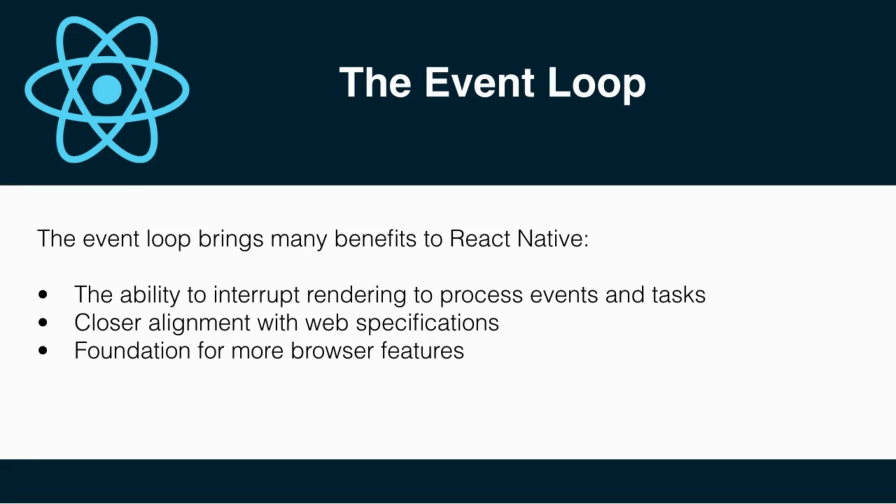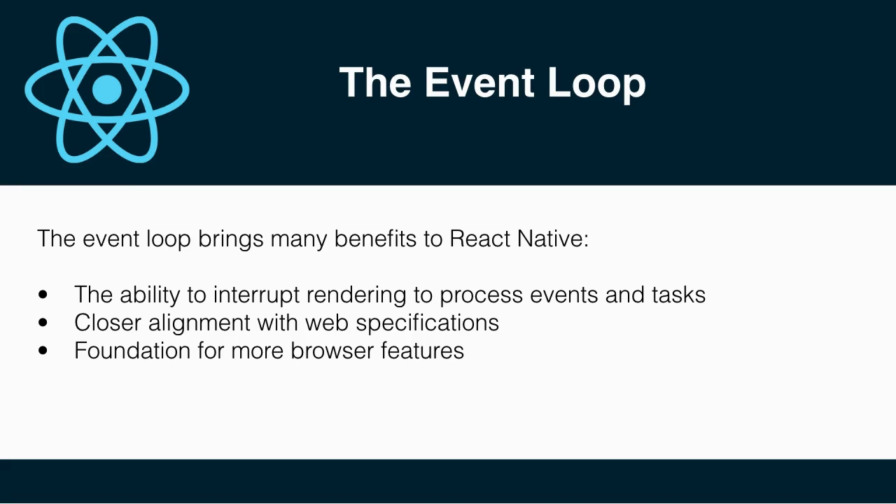The event loop also aligns the behavior of events and tasks like timers with web specifications, which means React Native works more like what users are familiar with on the web, and allows for better code sharing between React DOM and React Native. It also allows for the implementation of more compliant browser features like microtasks, mutation observer, and intersection observer. These features are not ready to use in React Native yet, but are being planned for the future.